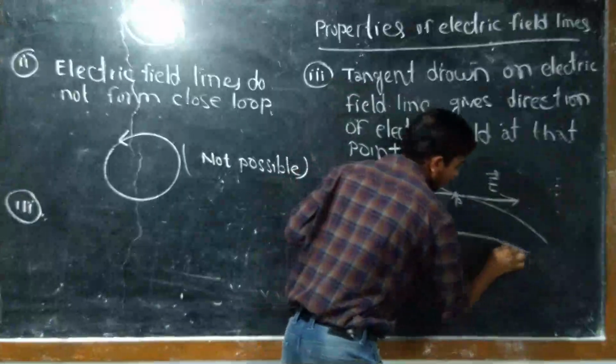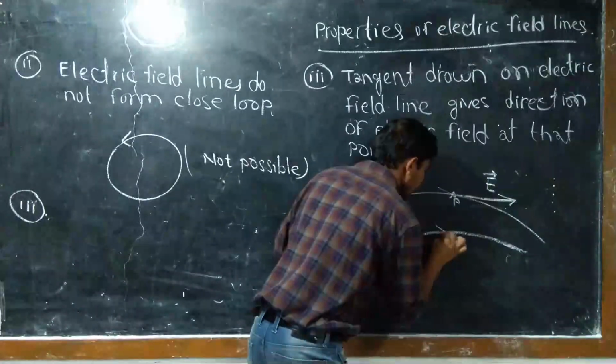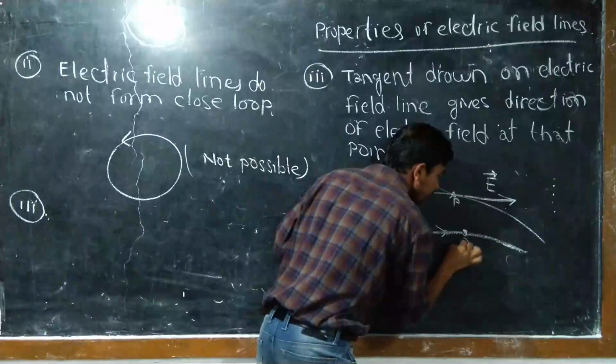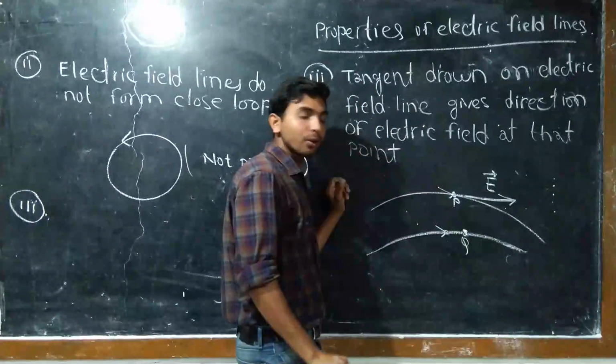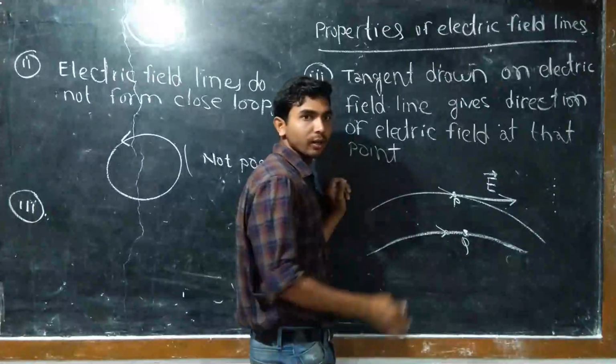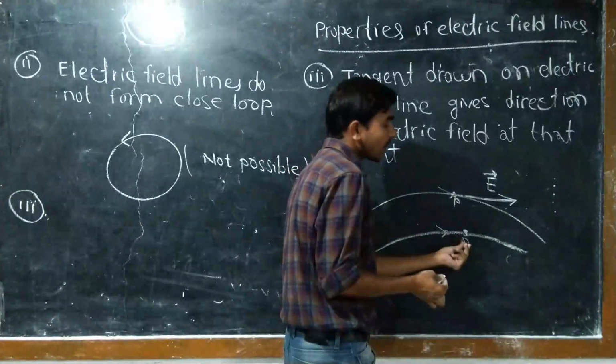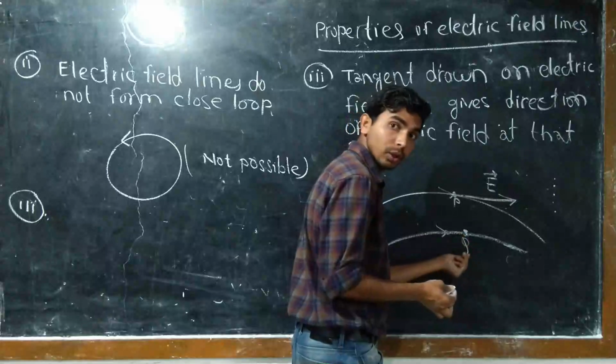Similarly, suppose I am taking any other point here. This is point Q, and we are going to draw a tangent at this point Q. If I draw a tangent at this point, it will give the direction of the electric field at this point.